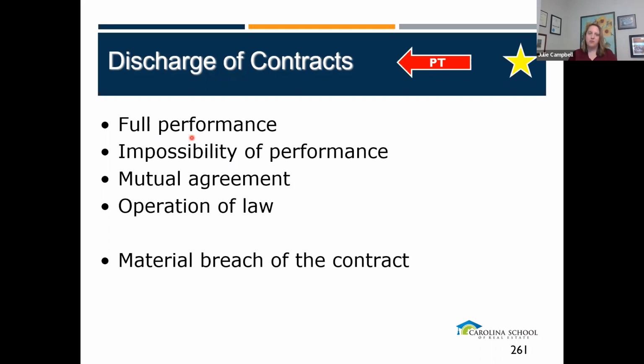As we said, mutual agreement. Operation of law: if the judge makes the contract voidable because a minor entered into it, the judge would discharge the contract. Or if the judge takes the property for any reason.